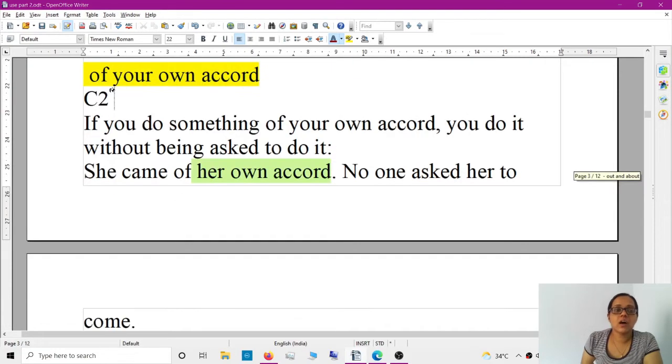The next phrase is of your own accord. What do you mean by that? If you do something of your own accord, you do it without being asked to do it. That is known as of your own accord.